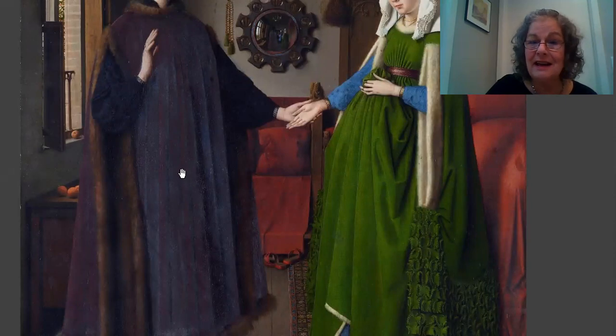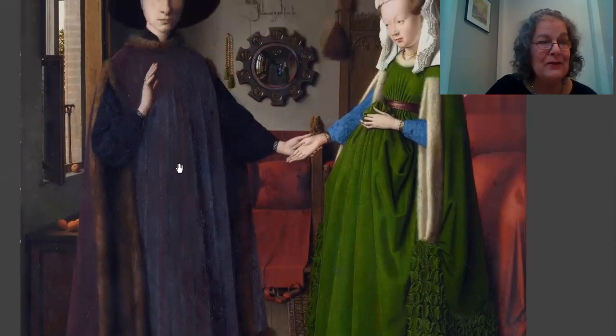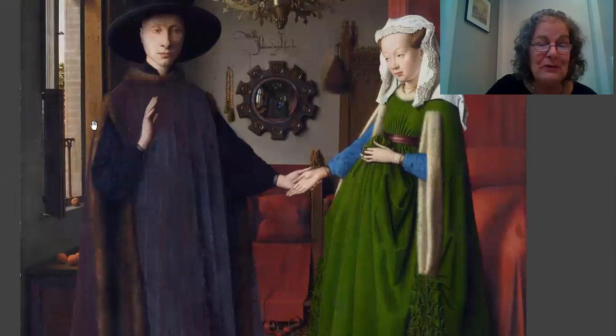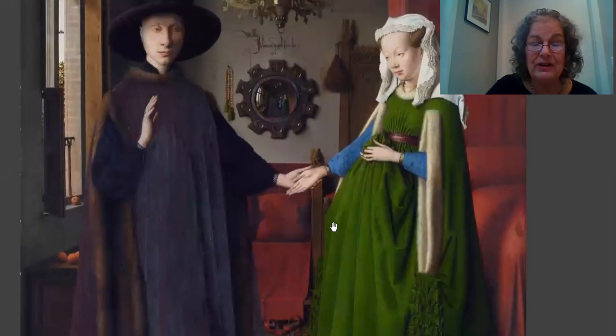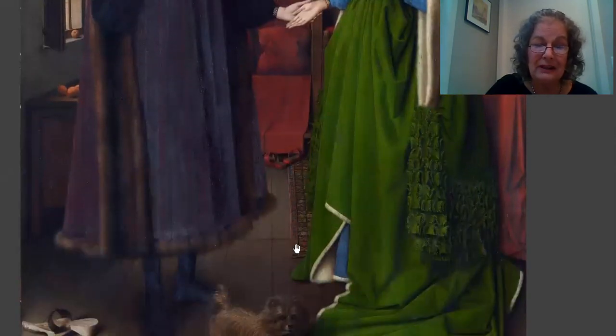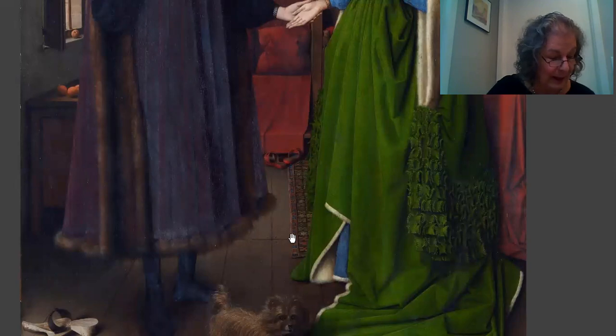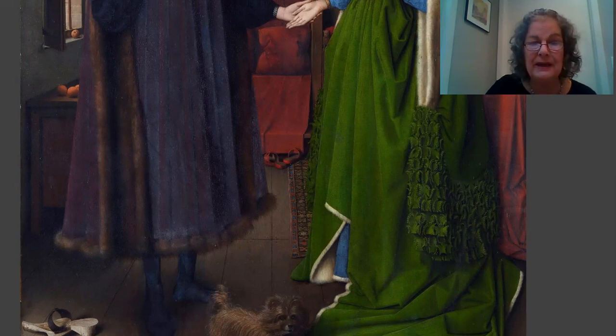Interestingly, although this is kind of winter finery, if you notice outside the window, there's a cherry tree blossoming with cherries. But, you know, an artist can do whatever the artist wants. So even though it's probably not winter, he dresses them in their winter finery to show how wealthy they are. Now look at the rug down here as well. This is probably from Anatolia, from Turkey. It was imported. It was very, very expensive.